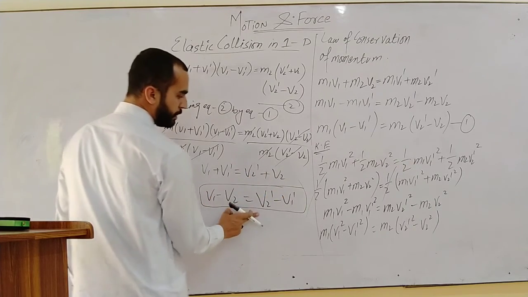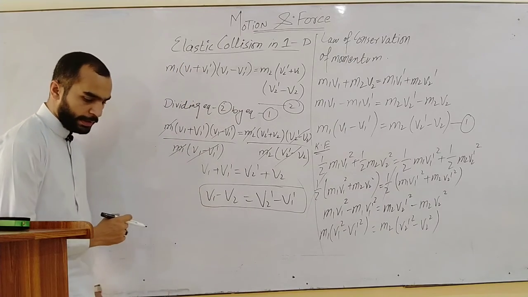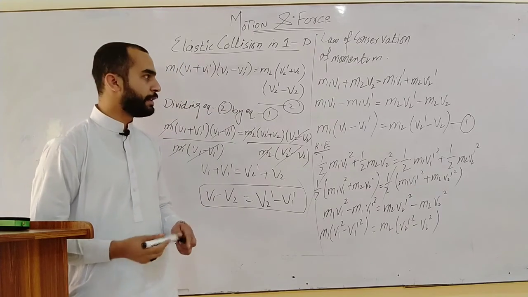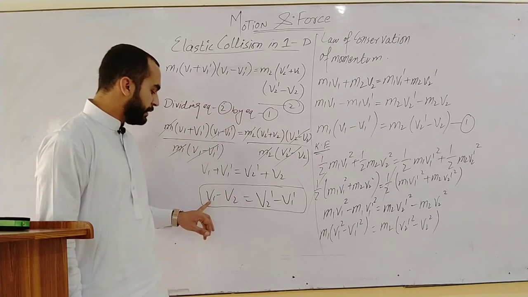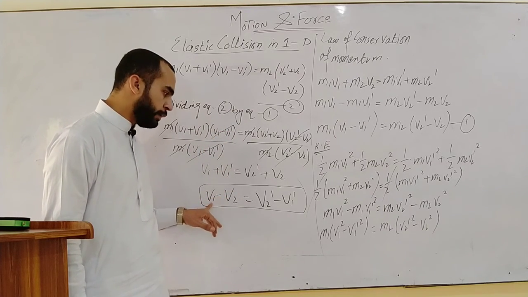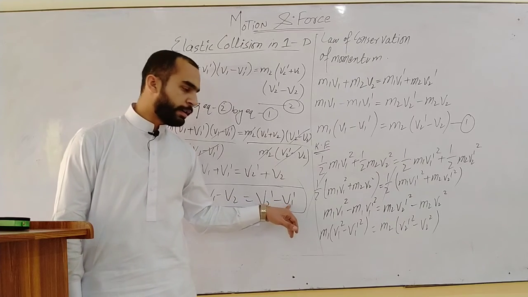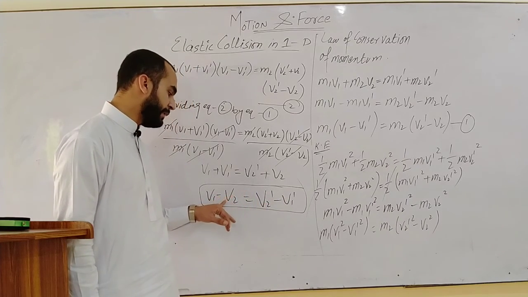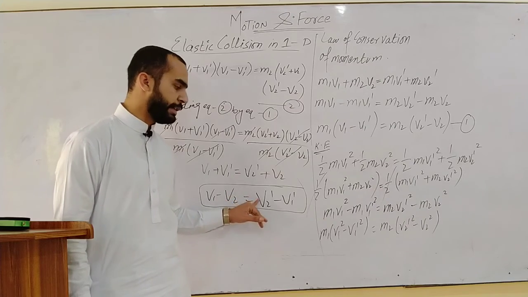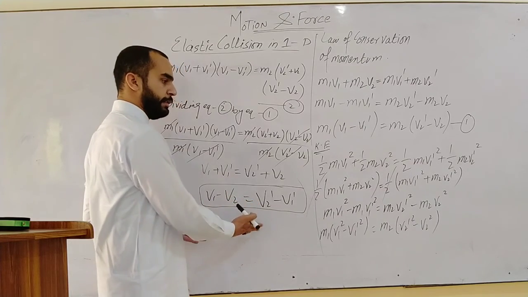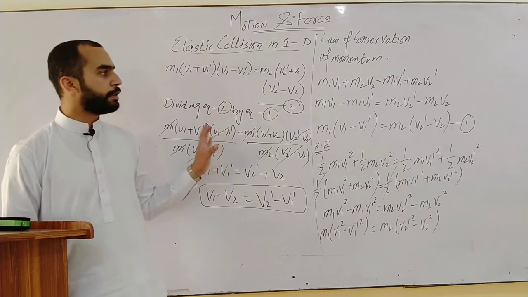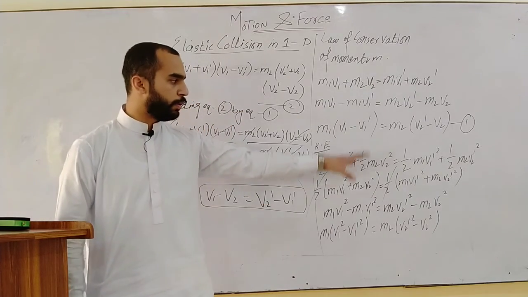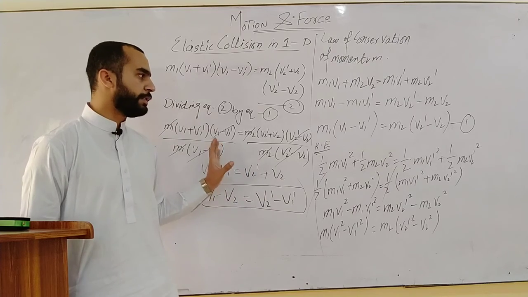This is the final equation to find the hidden values regarding elastic collision in one dimension, whether we are finding the velocity of the first body before collision, the velocity of the first body after collision, the velocity of the second body before collision, or the velocity of the second body after collision. This is the final equation to find the unknown values of the variables regarding elastic collision in one dimension, and this is the whole derivation of this topic.